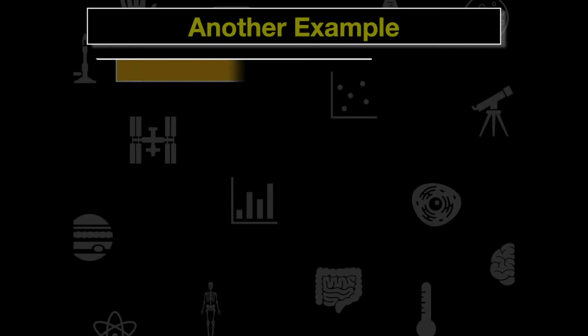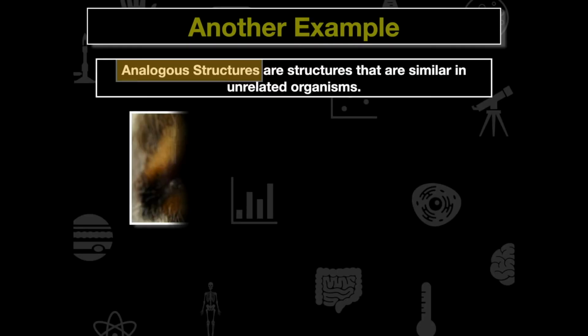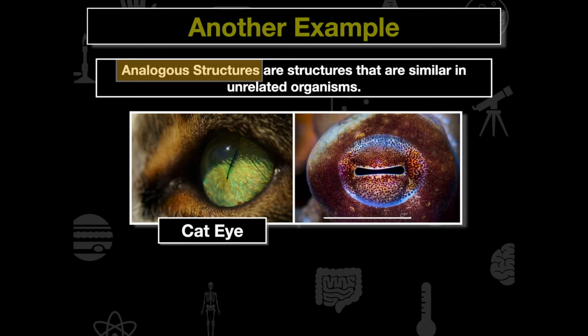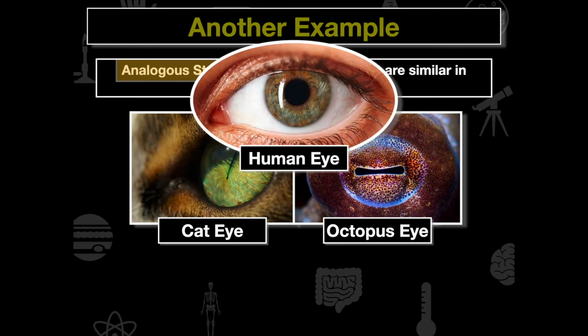Now, if we're looking at another example here to really make sure that this makes sense, we can look at eyes. We have a cat eye here, and then we have an octopus eye. If we look at the cat eye, it's very different than a human eye. Same thing with the octopus eye. The cat eye has this very interesting slit going right down the middle of the eye, and this slit is vertical. Now, the octopus eye has a horizontal slit. The human eye has what we call a pupil, a circular opening in the eye, and that's very different than the cat eye and the octopus eye.